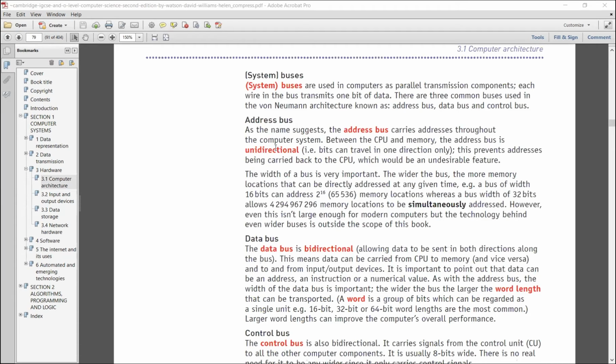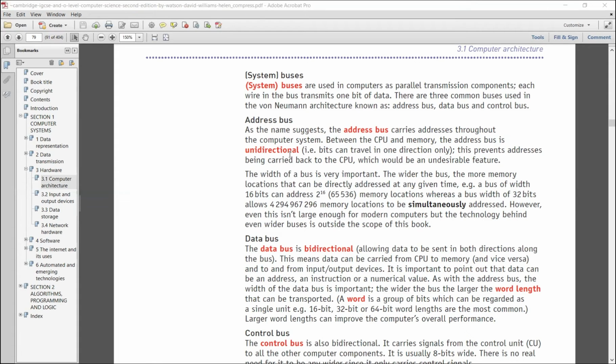The first one is my address bus, as you can see. Just remember the sequence also. The address bus is unidirectional. As the name implies, the address bus is carrying the addresses throughout the computer system, and between the CPU and the memory, the address bus is unidirectional. Unidirectional means it is in one direction only.